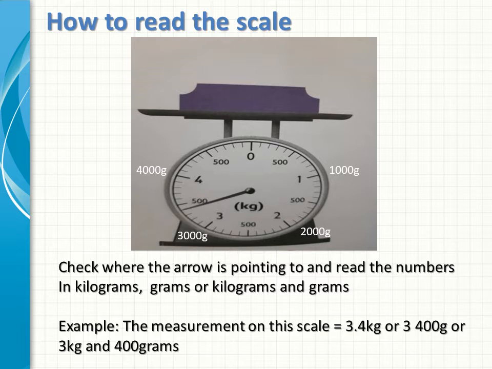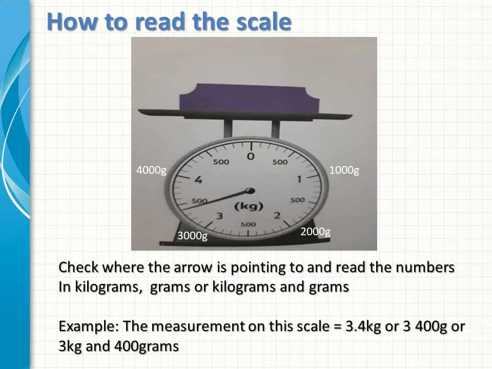Do you know the meaning of that? That one is 1 kilogram, but it is also the same as 1,000 grams. Remember what we said in the other slide? It says 1,000 gram equals 1 kilogram. So I can say 1 kilogram, and at the same time I can also say 1,000 grams. Now let us read what we have on this scale. Check where the arrow is pointing to and read the numbers in kilograms, in grams, or in kilograms and grams together. Let us read it in kilograms only.